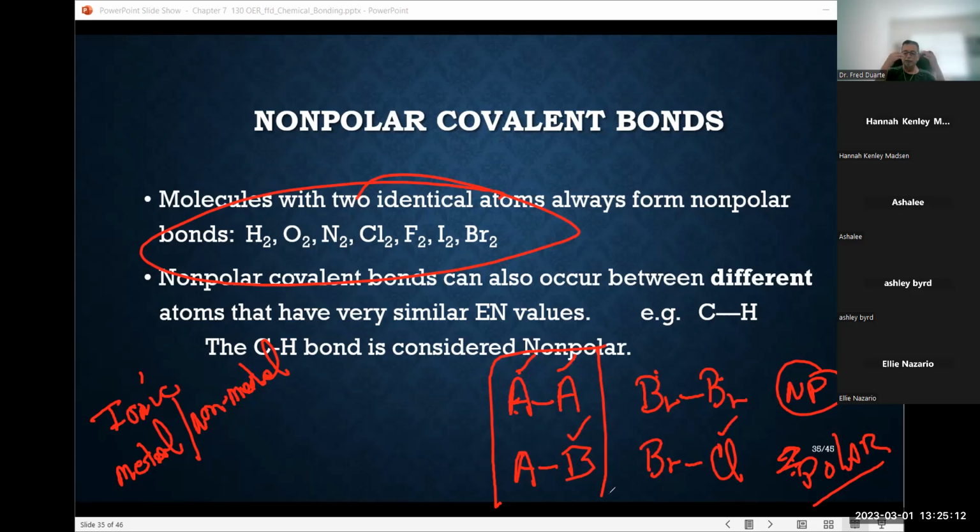And that's the point I'm trying to get across: if you're ever asked the question, is this bond polar or nonpolar? Well, automatically, if both are the same atom, it's a nonpolar bond. If the two atoms are different, it's a polar bond.